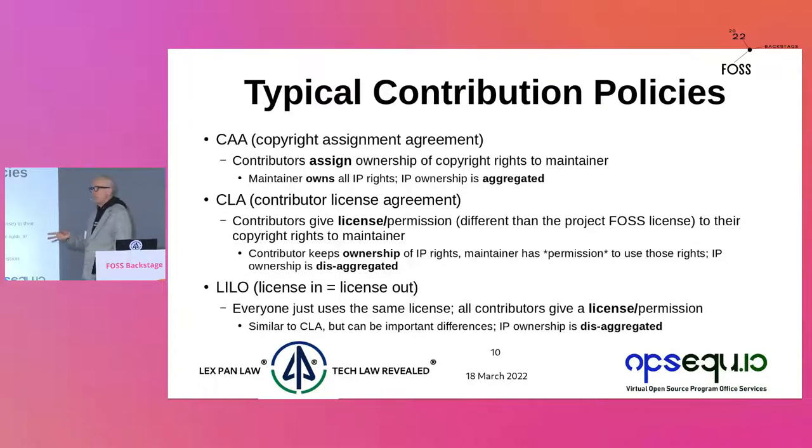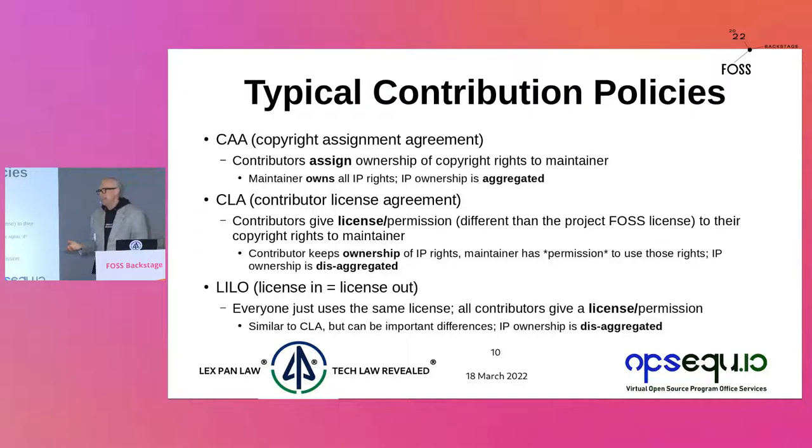Now, there are three basic models that are used for projects to allocate the IP rights in the code that's reposited in the project. And I think some of you may be familiar with all of these three. They're certainly the subject of current debate right now. But they're basically this. One's called CAA, a copyright assignment agreement. And that's where the project says to anybody that's making a contribution, we want you to give us ownership of the copyrights in the code that you want us to accept. So the project itself will own the IP in the contribution, and the IP ownership in that project is aggregated in that one maintainer or that one project lead.